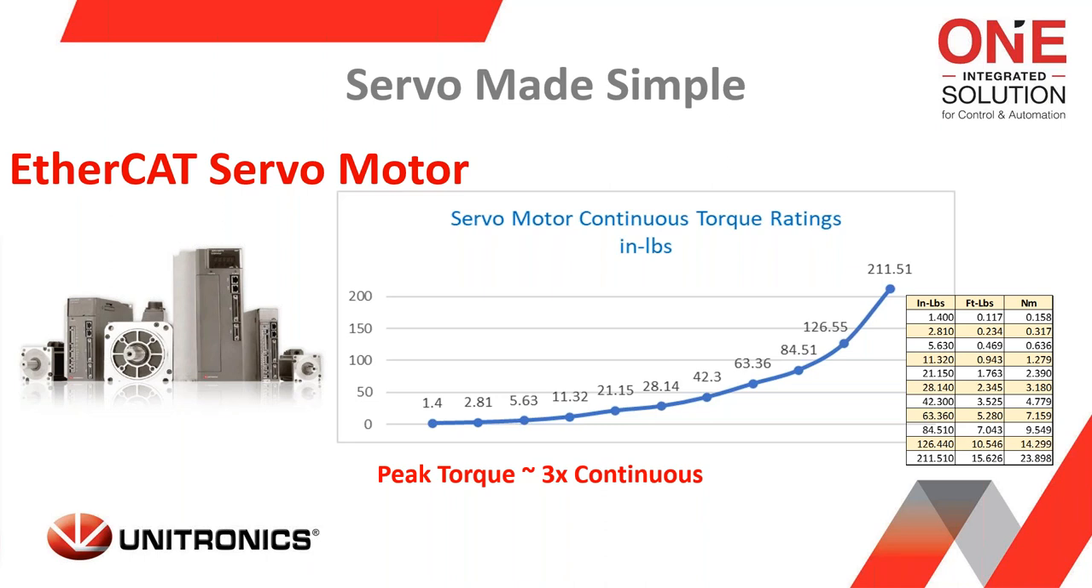Peak torque is approximately 3 times the continuous torque and can be held for 3 to 5 seconds. So it's a wide range of continuous torque servo motors. And of course, if your application requires even more torque, then we suggest the use of a gearbox that would convert the speed of the motor even into greater torque ratings.